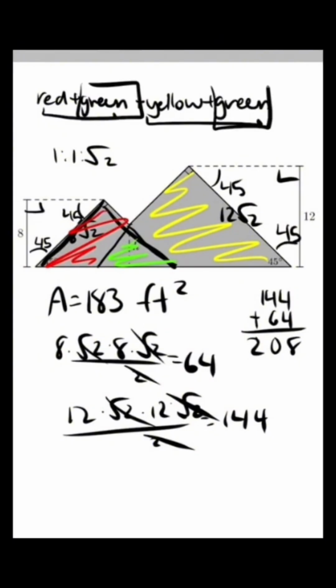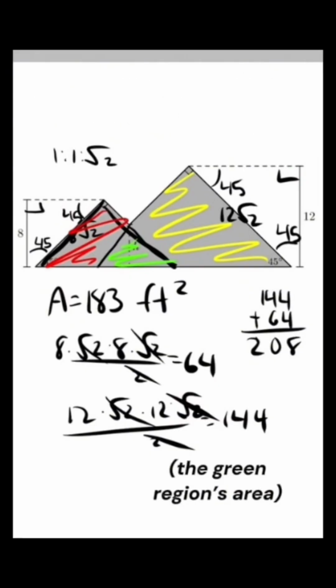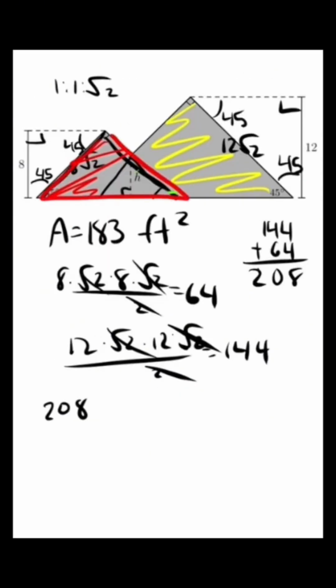We can notice that we counted the green region twice, so we need to find its area to subtract it. Looking at the red triangle, since one of its angles is 90 degrees and its other angle is 45 degrees, the last angle would also be 45 degrees. Same thing for the yellow triangle, its last angle will also be 45 degrees.